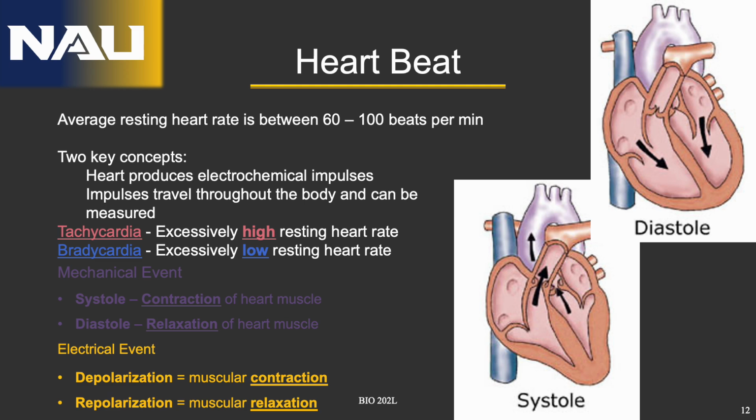or ECG. Deviations from the normal heart rate can indicate various health conditions such as tachycardia, an excessively high resting heart rate that strains the heart, and bradycardia, an abnormally low resting heart rate that can lead to insufficient blood flow and oxygen delivery. The heartbeat involves both mechanical and electrical events, with systole, shown in the picture on the right, being the contraction phase that pumps blood out of the heart, and diastole being the relaxation phase that allows the heart to fill with blood.